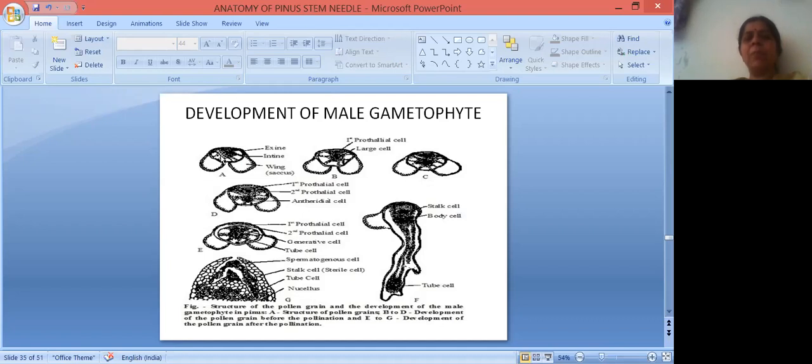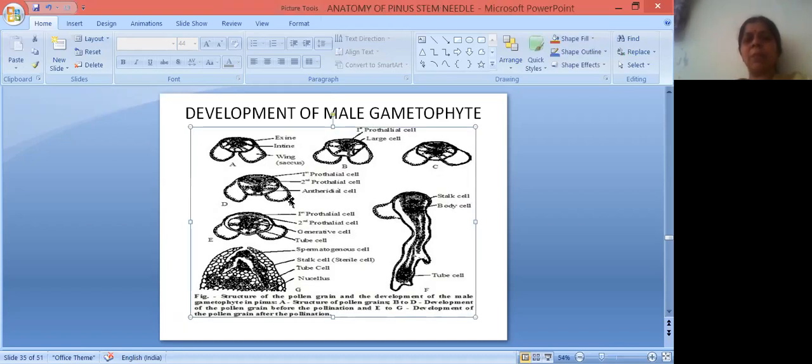Again, I am repeating, the male gametophyte is formed by the reduction division, the meiotic division, of the microspore mother cell. After reduction division, the haploid nature is attained by the microspore nucleus. This haploid nucleus divides once to form one small prothallial cell and one large cell. The first prothallial cell is left over. The large cell divides again. These divisions are normal mitotic divisions, and the second prothallial cell and the antheridial cell are formed.